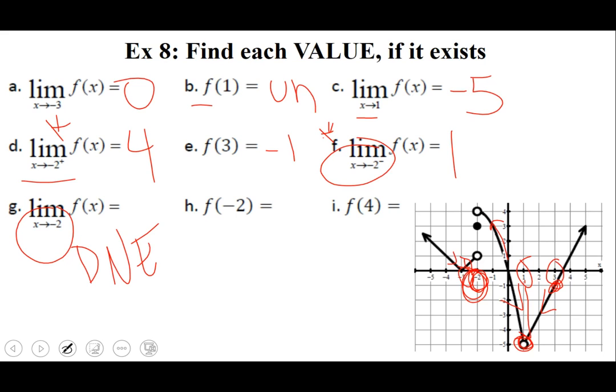And again, something to watch out for, limits do not exist. F of x's are undefined, and it is important that you kind of know that difference. F of -2, there are lots of places to look at f of -2. You're, of course, going to choose the closed circle, which is going to give you a value of 3. And then f of 4, again, even though it's not defined with an actual dot, you can still pretty definitively say that the y value is 1.